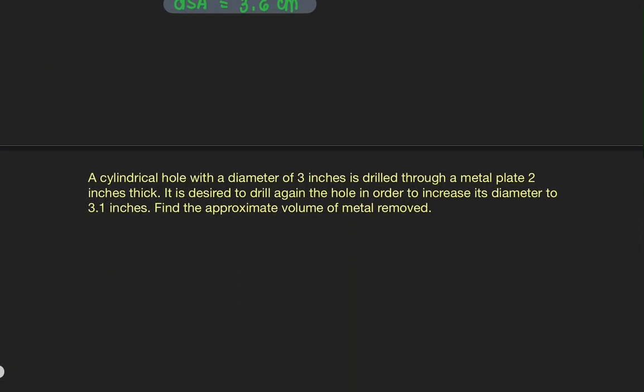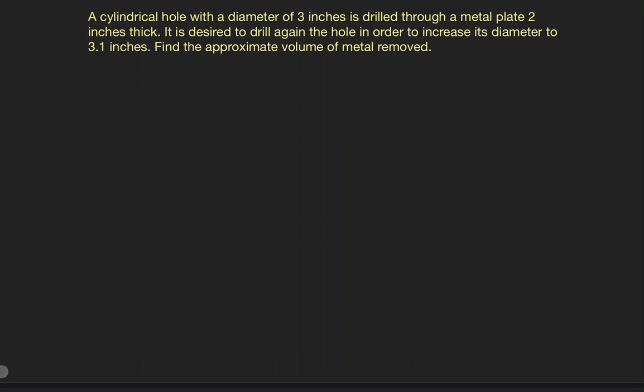For the next problem, a cylindrical hole with a diameter of 3 inches is drilled through a metal plate 2 inches thick. It is desired to drill again the hole in order to increase its diameter to 3.1 inches. Find the approximate volume of the metal removed.